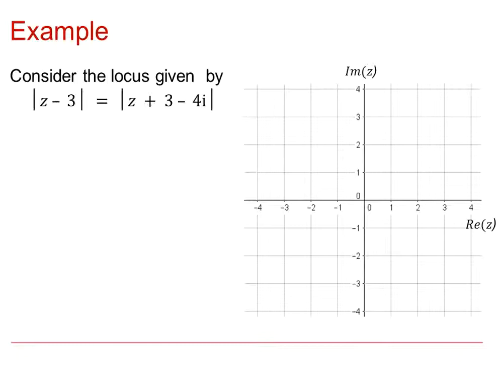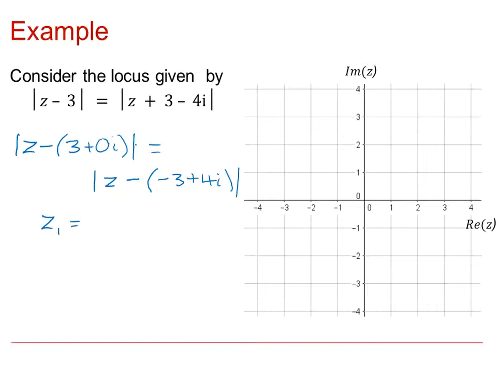Considering this example, the modulus of z minus 3 equals the modulus of z plus 3 minus 4i. We would initially rewrite this. z minus, and we're going to think of this as being 3 plus 0i, just to be clear that that 3 is still a complex number, equal to the modulus of z minus (minus 3 plus 4i). And this allows us to identify the two fixed points. So we can say z1 is just 3, or if we want to, 3 plus 0i, and z2 will therefore equal minus 3 plus 4i.